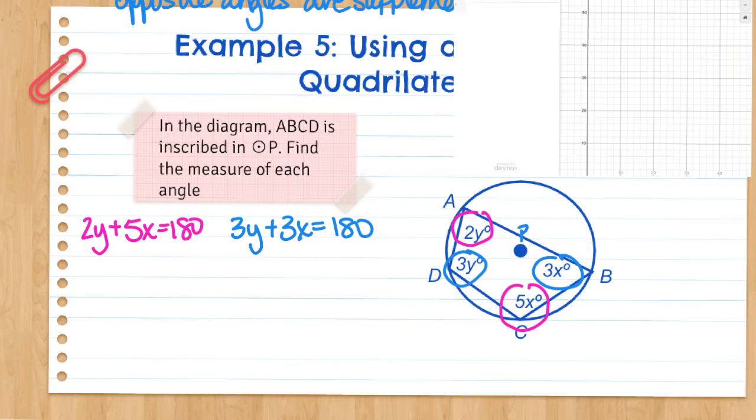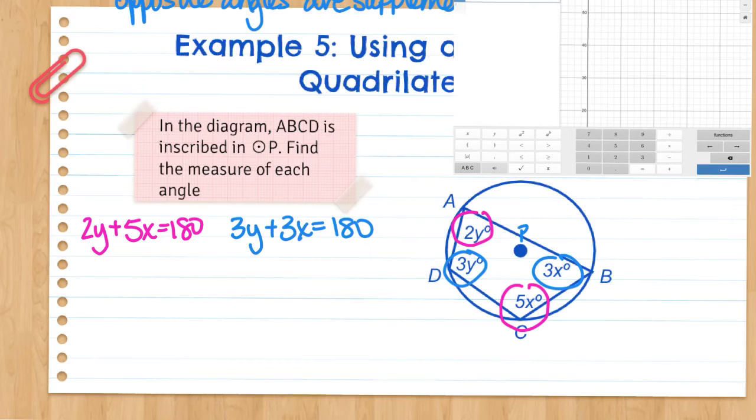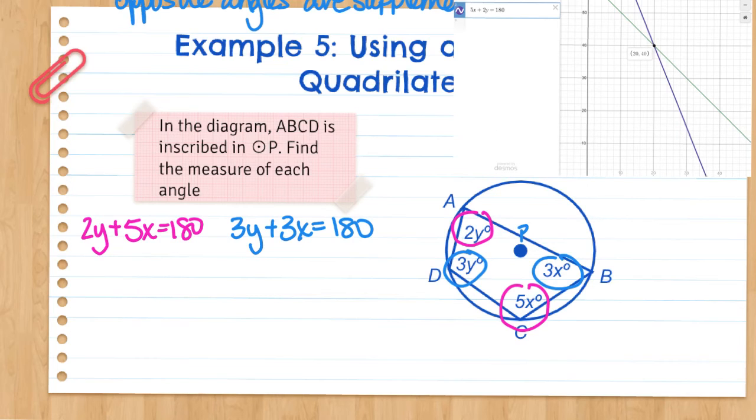So now I've opened up Desmos, and all I need to do first is to type in the first equation, which is 2y plus 5x equals 180. Oh, actually, I'm typing in 3y plus 3x equals 180. Sorry, I just did this on a different screen. So 3y plus 3x equals 180. And now I type in the second equation, 5x plus 2y equals 180. And I see where they intersect, which is right here at 20 and 40.